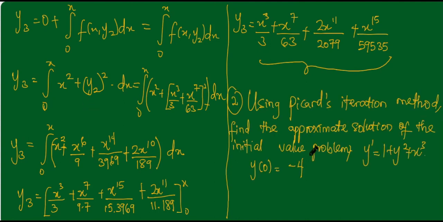So in the second example, we are asked to use Picard's iteration method to find the approximate solution of the initial value problem y prime is equal to 1 plus y squared plus x cubed. Given that y naught is equal to minus 4, that is, the y when x is equal to 0 is equal to minus 4. So this is also a very, very easy question to do.